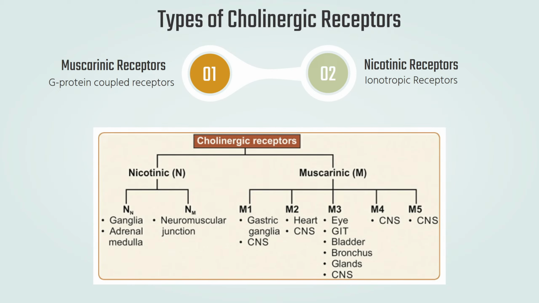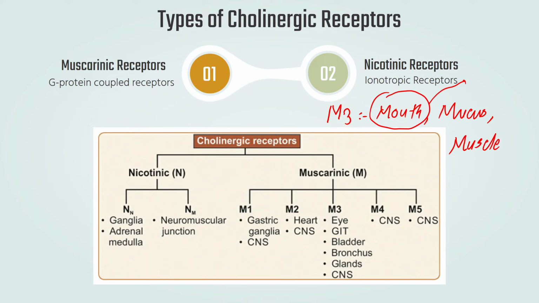Now one more way to remember M3 is like M3: mouth, mucus and muscle. Mouth, to remember salivation, you can remember the exocrine glands. Mucus, bronchi, and muscle, all of the smooth muscles, GIT, bladder, etc.